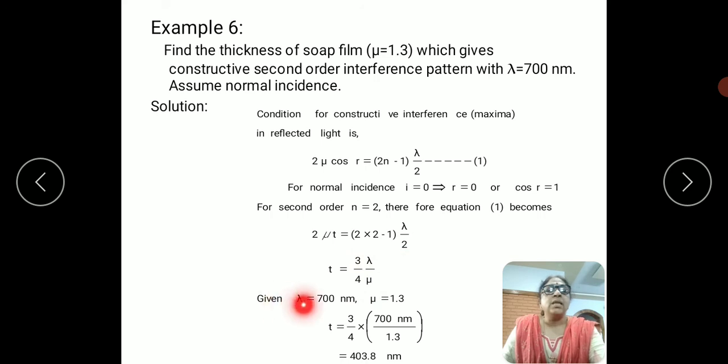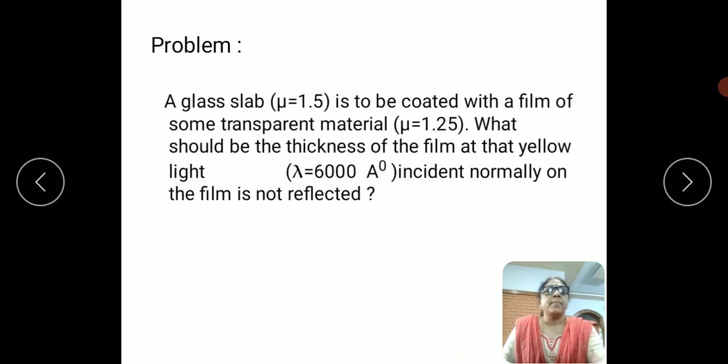As given, lambda is equal to 700 nanometer and mu is equal to 1.3. After substituting these values, we get the thickness equal to 403.8 nanometer. And this is the one problem that you have to solve.